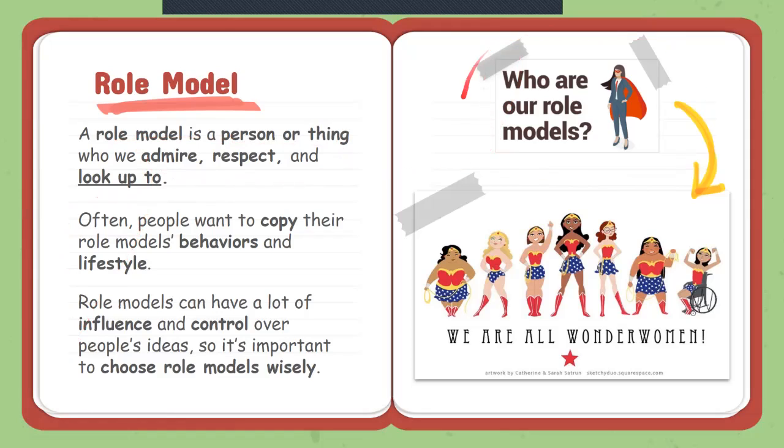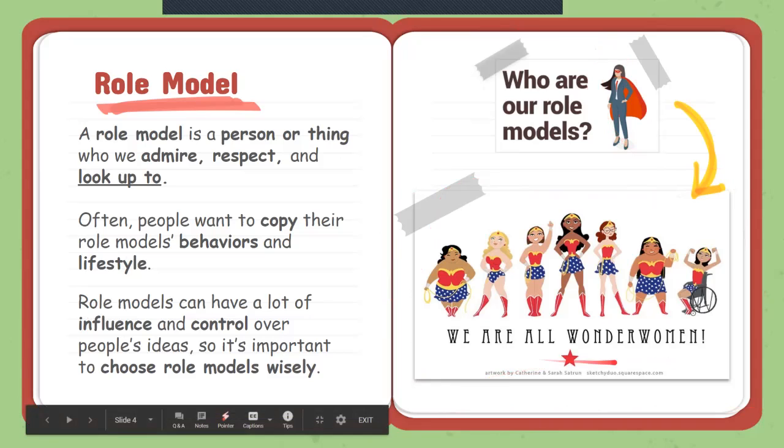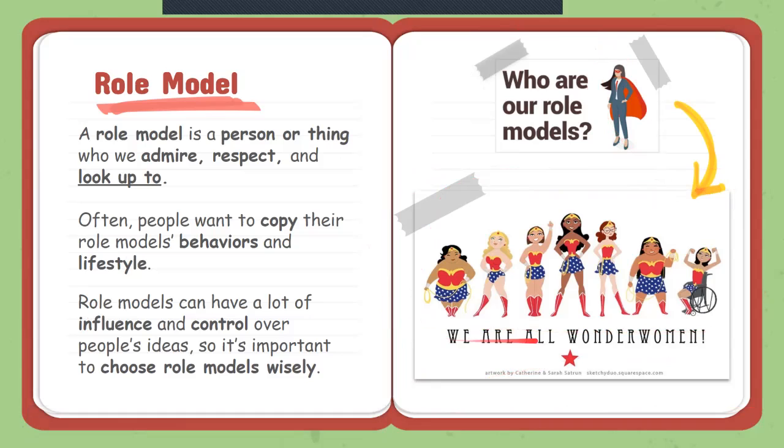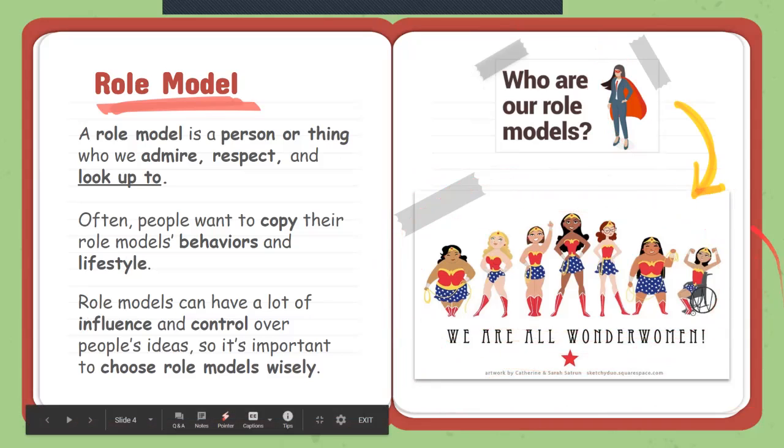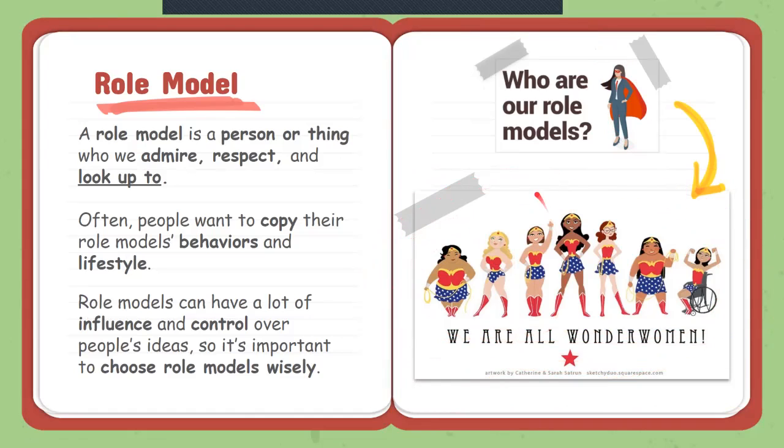Who are our role models in life? Who are the people we look up to? I love this picture. It says, "We are all Wonder Woman," and it shows many different people. Wonder Woman is an example of a role model. And why is it important to show different people as role models and not just one person?